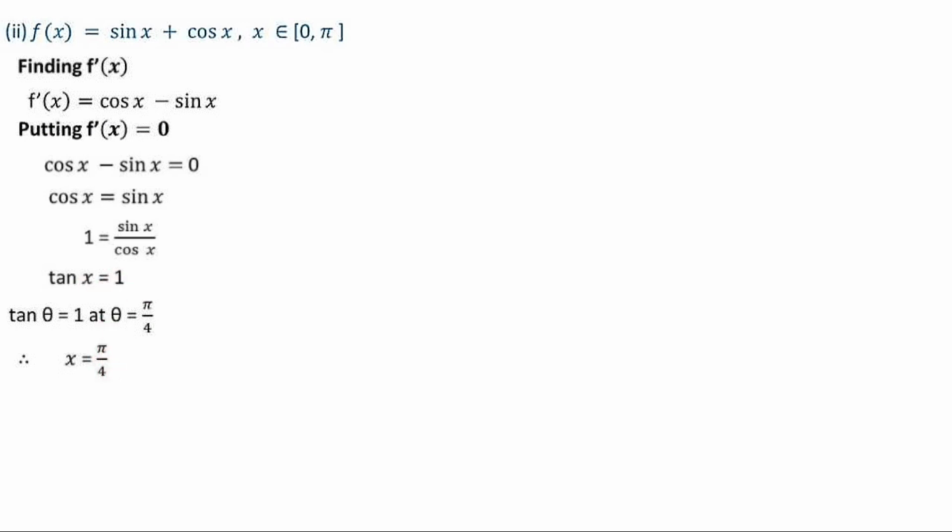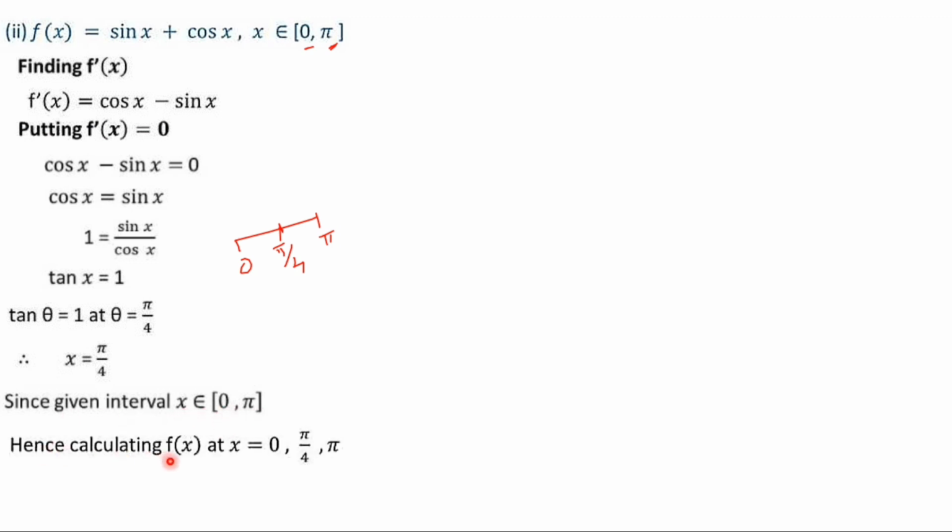So you can see here, if you represent it on a line, the closed interval 0 and pi is the interval given to us. Here we start with 0 and here it is pi, which means 180 degrees, then 45 degrees in between these two, that means pi by 4 will be coming here. So we have got three critical points: one is 0, another one is pi by 4, another one is pi. So since the given interval is x element of 0 comma pi, calculating f of x at x equal to 0, x equal to pi by 4, and x equal to pi, means we have to find out f of 0, f of pi by 4, and f of pi.